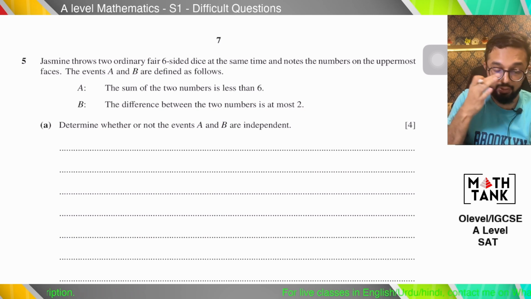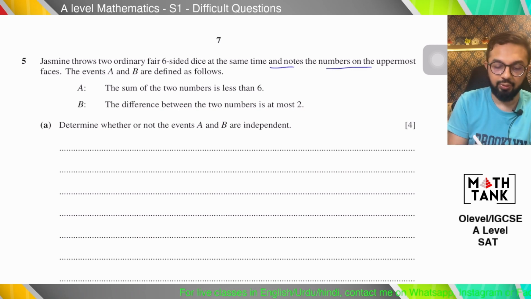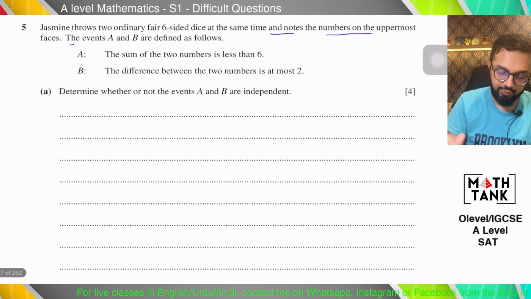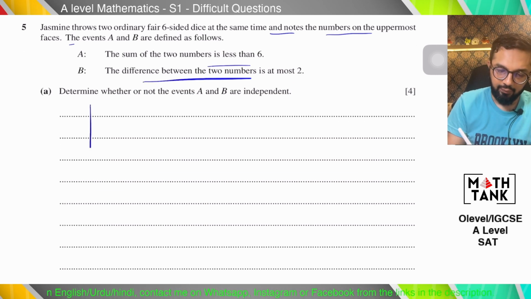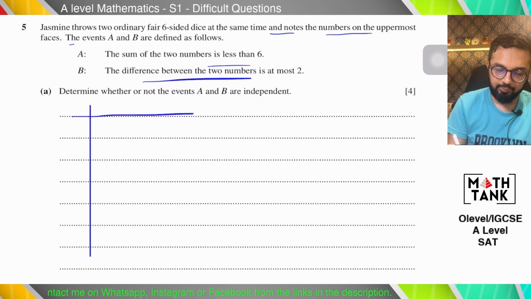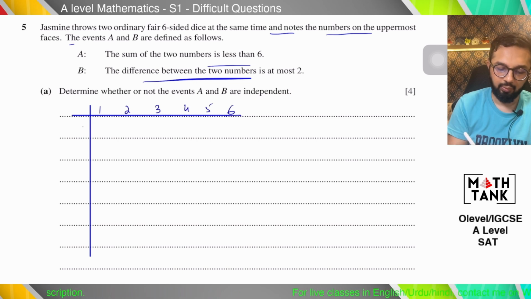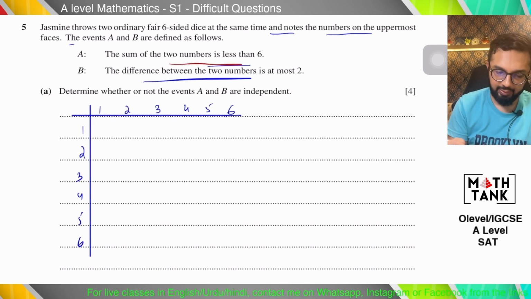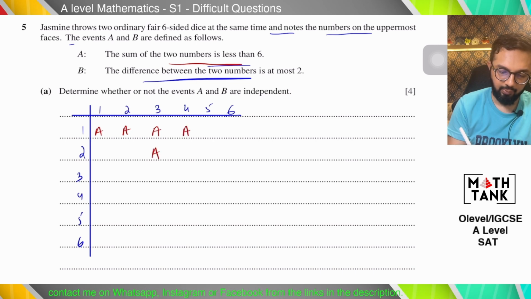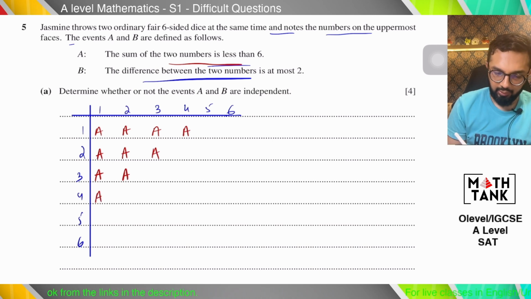Okay, Jasmine throws a six-faced die at the same time and notes the numbers on the uppermost faces. The events A and B are defined as follows. A: the sum of the two numbers is less than 6. B: the difference between the two numbers is at most 2. So 1, 2, okay, let's first mark the sums less than 6. So A. Then I could have, yeah, that's A.